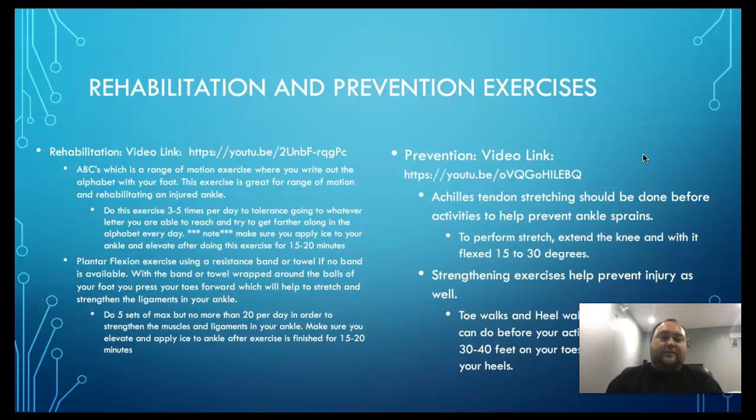There are also exercises you can do before you perform your activity, again, basketball being my sport, to prevent sprains as well. Heel and toe walks are great exercises to do before the activity. Walk about 30 to 40 feet on your toes, one way. Stop, and on your way back, walk on your heels. This helps strengthen and stretch out your calves, your Achilles, and your ankles as well.